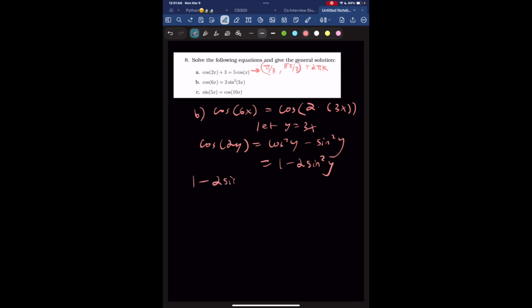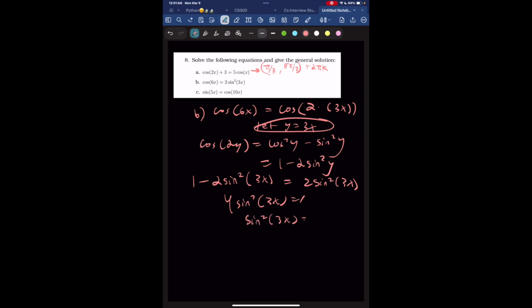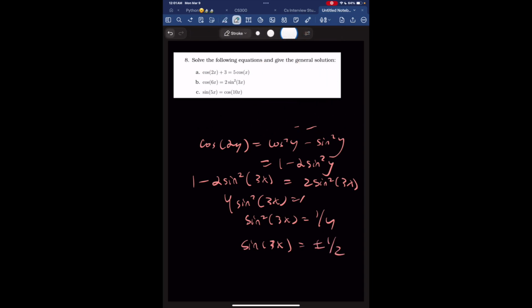1 minus 2 sine squared of y, which is 3x, right here, is equal to 2 sine squared of 3x. So that means 4 sine squared of 3x is equal to 1. Hence, sine squared of 3x is equal to 1/4. Hence, sine of 3x is equal to plus or minus 1 over 2. Now, this is particularly... Oh, I should not have erased that.